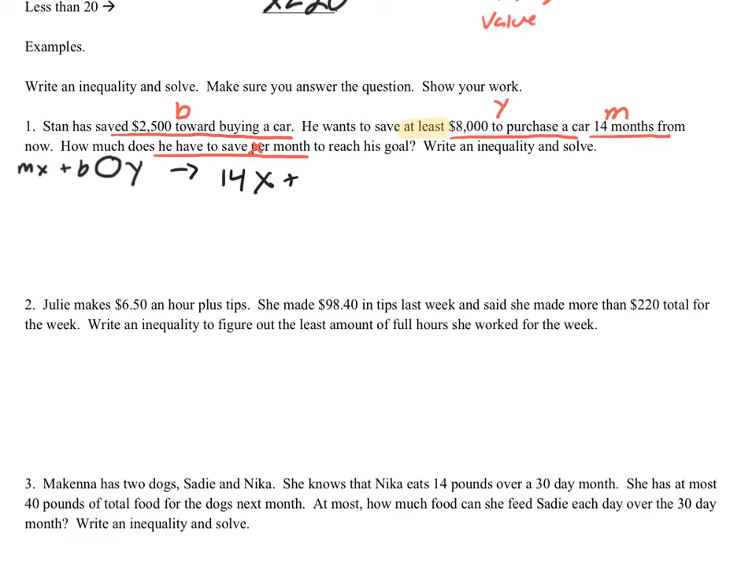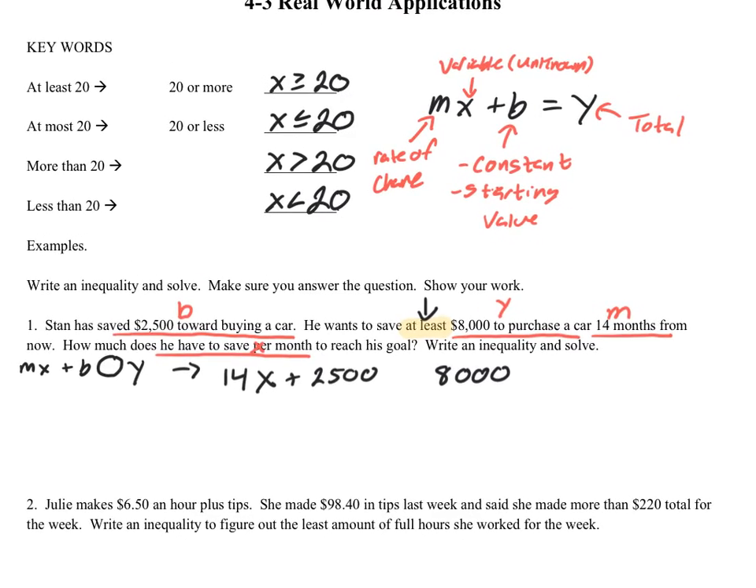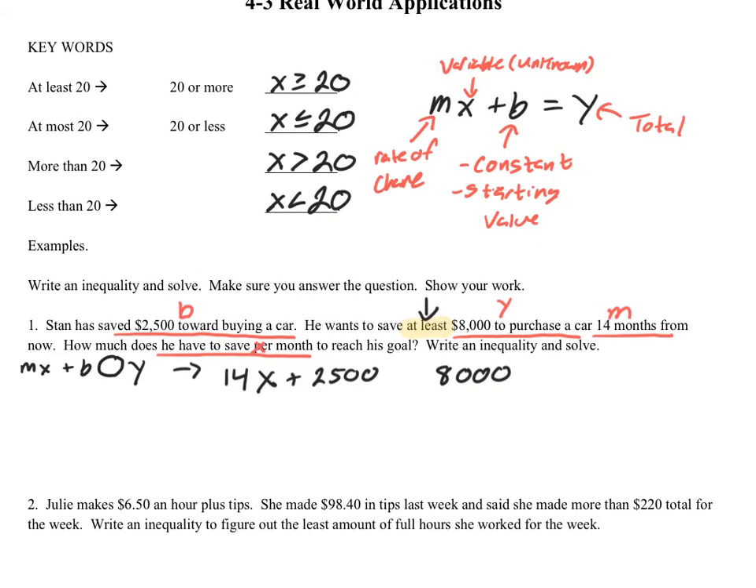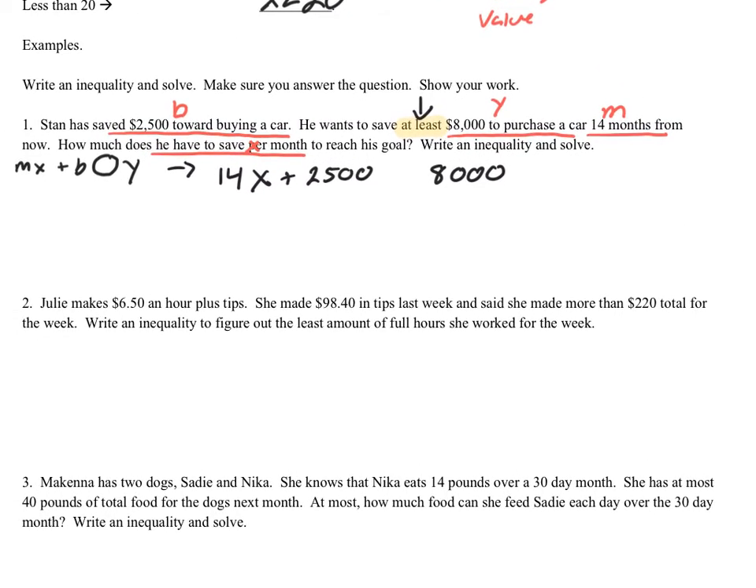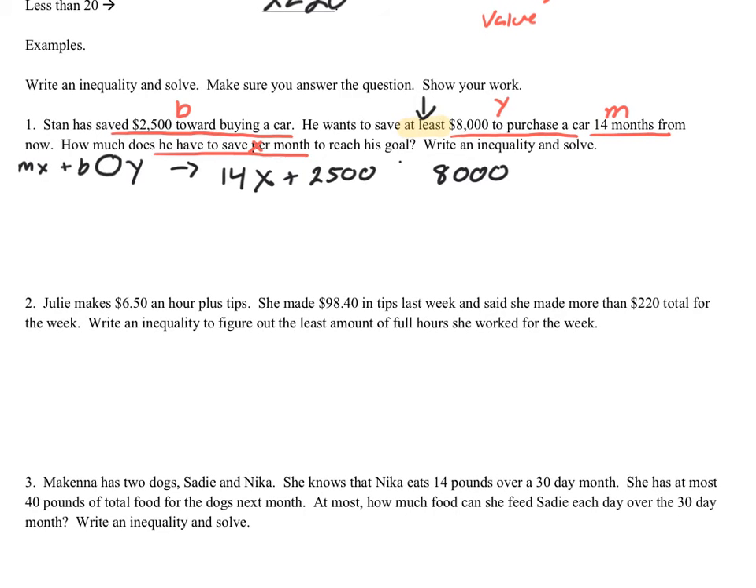Plus, he already started with $2,500. He wants to end up with a total of 8,000. So we need to figure out what inequality we need. If we look at "at least," and we look at our words up here, at least is the greater than or equal to. But we want to logic out why that is as well.